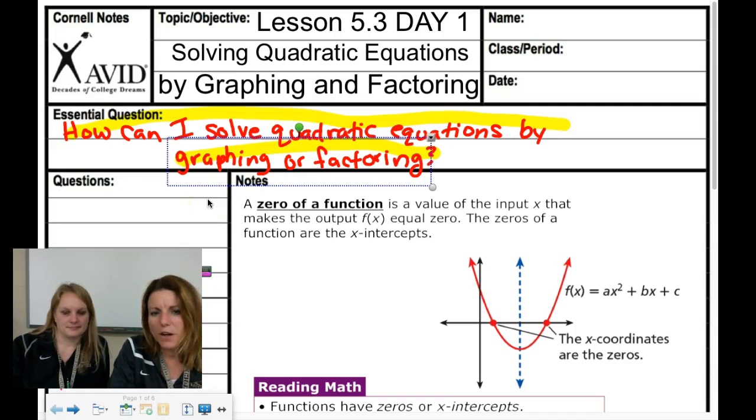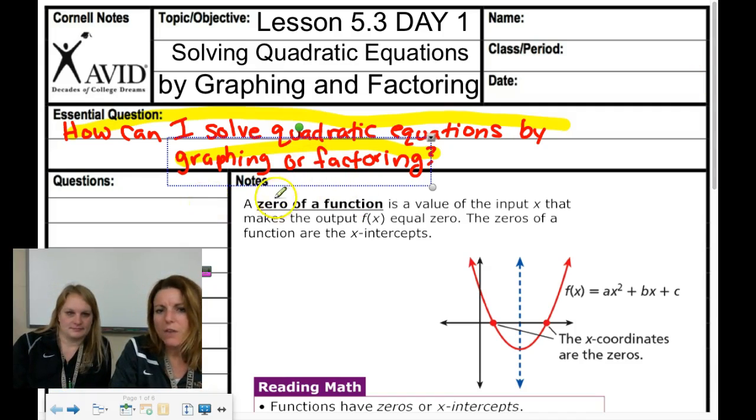It says a zero of a function. It's a value of the input x that makes the output, which is y, equal to 0. So basically, in so many words, the zero is the same as the x-intercept.